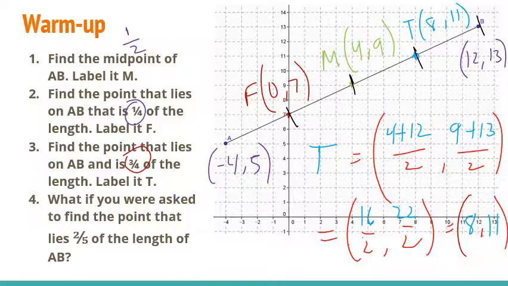Now, this final question of the warm-up is really getting into what this lesson's talking about. What if we were asked to find the point that was 2/5 of the length of AB? Well, we could no longer use the midpoint formula because we're not looking at a place that's directly in half. So we would need a new skill to find the point that cuts this line at 2/5. In other words, the point that partitions this line at a fraction of 2/5. That's what we're going to learn how to do today.